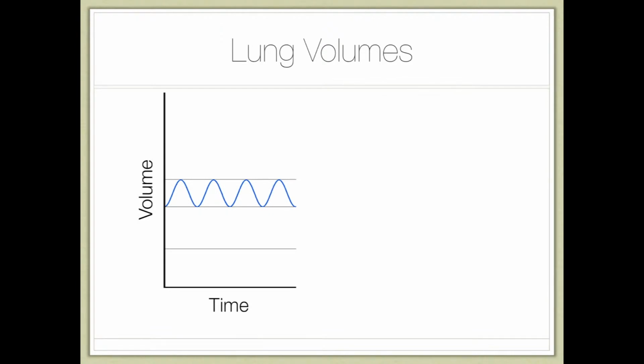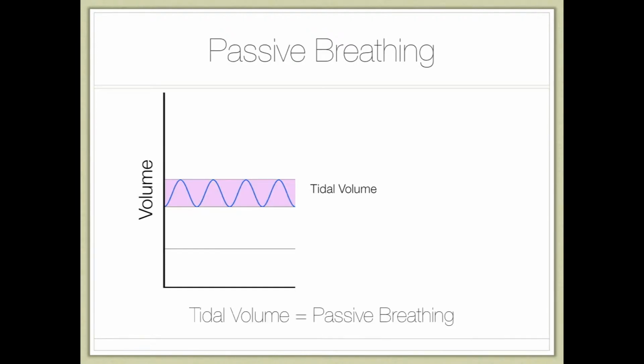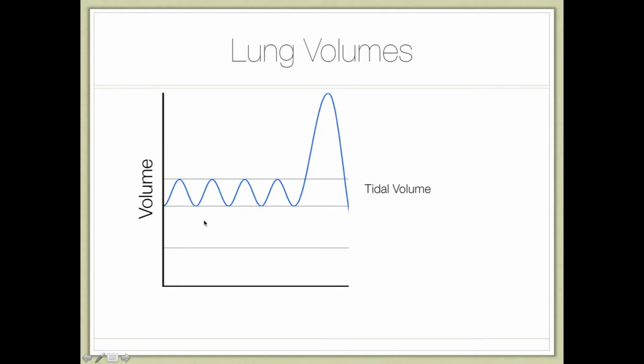The first section of the graph represents the tidal volume. The tidal volume represents the volume of air that moves in and out of the lungs during normal breathing. Therefore, the highlighted section of the graph, representing the tidal volume, is the amount of air we breathe during passive breathing. Now we can see the next section of the graph.